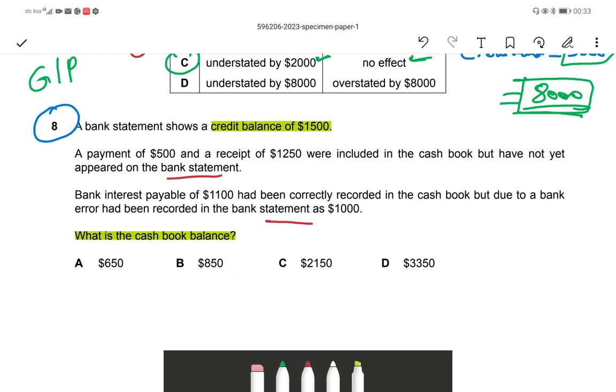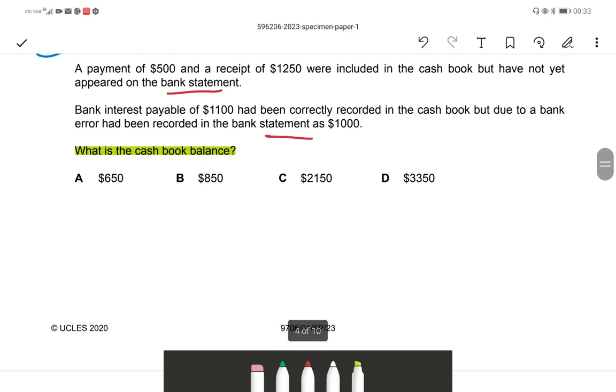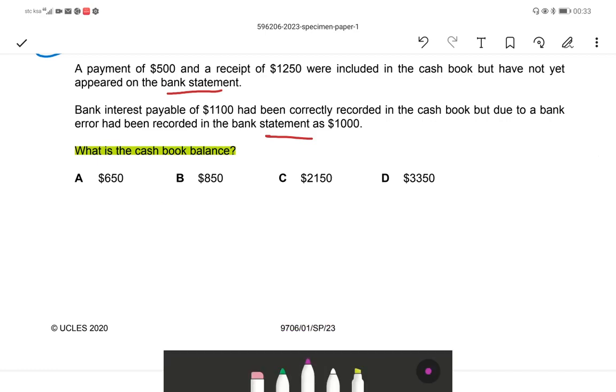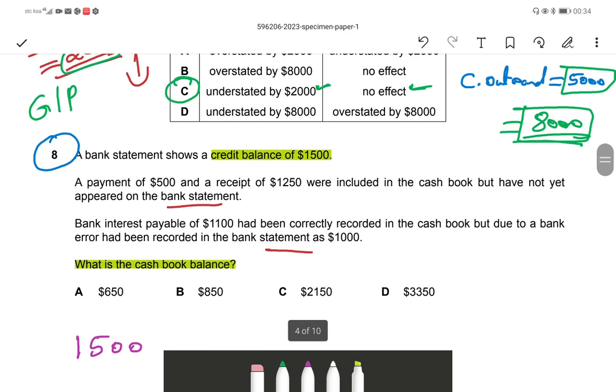So the bank balance is 1,500. So the cash book balance also should be 1,500, but some error or something is there. So first we start with 1,500 as the cash book balance. Now the first adjustment: a payment of 500 and a receipt of 1,250 included in the cash book.